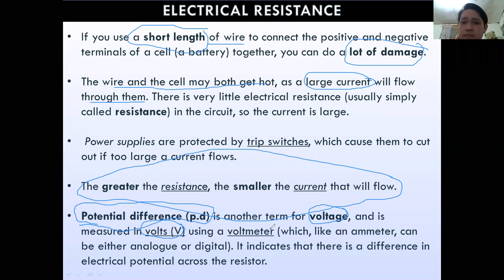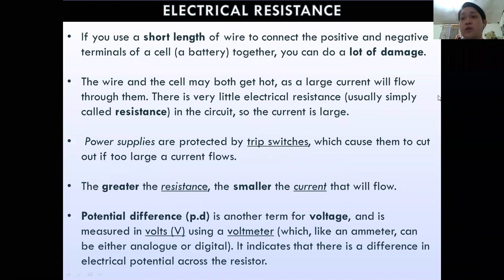It is measured using a voltmeter. A voltmeter is also like an ammeter. It can be either an analog or digital voltmeter. The voltmeter will indicate that there is a difference in electrical potential across the resistor. So these are the basic things in electrical resistance that we should remember.